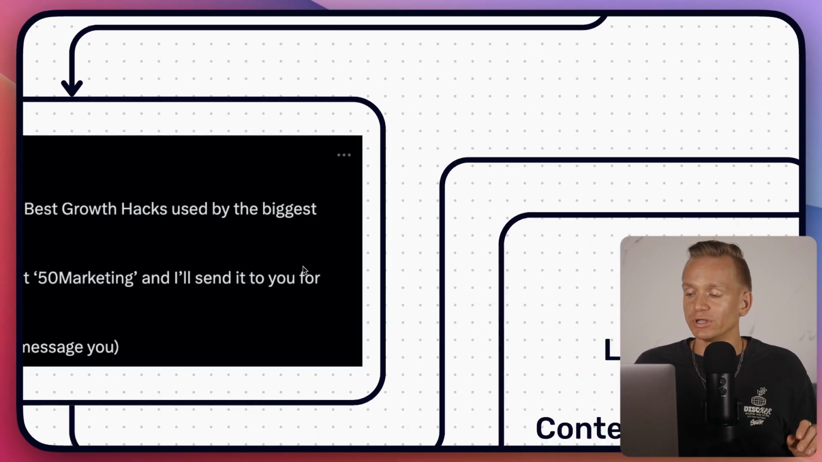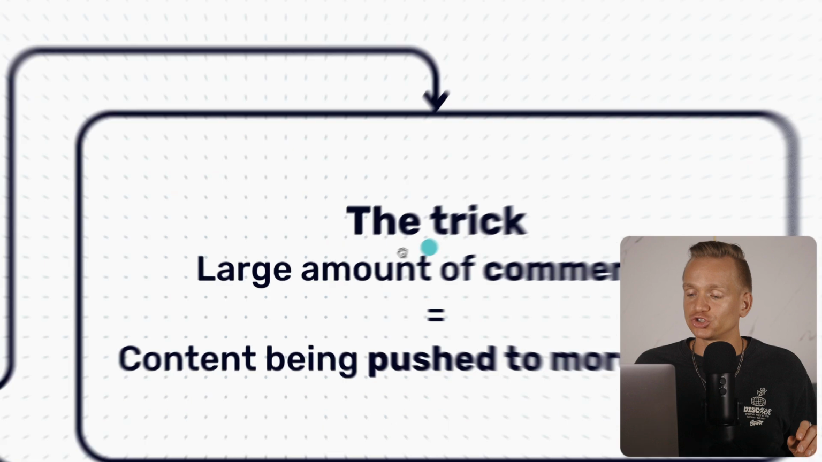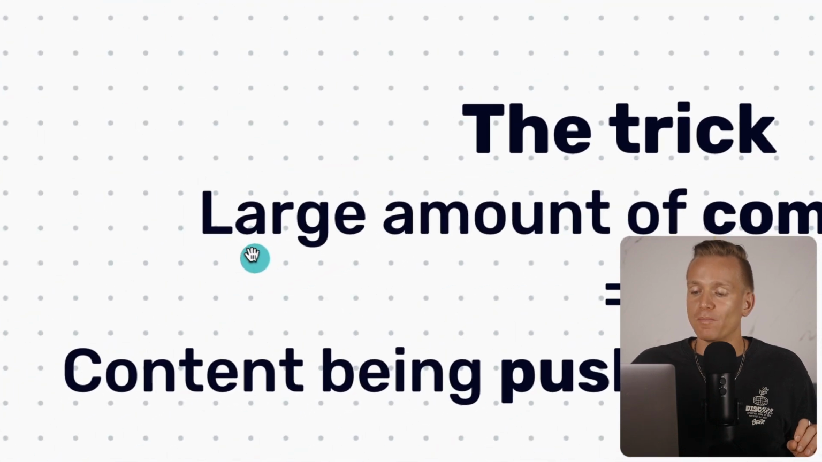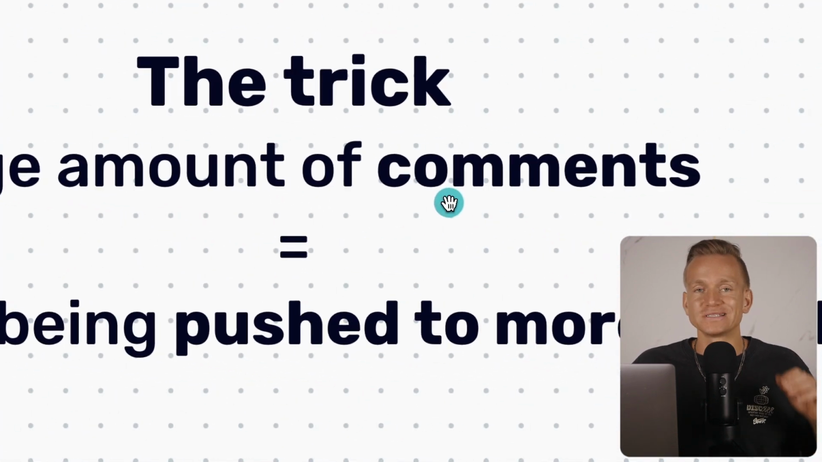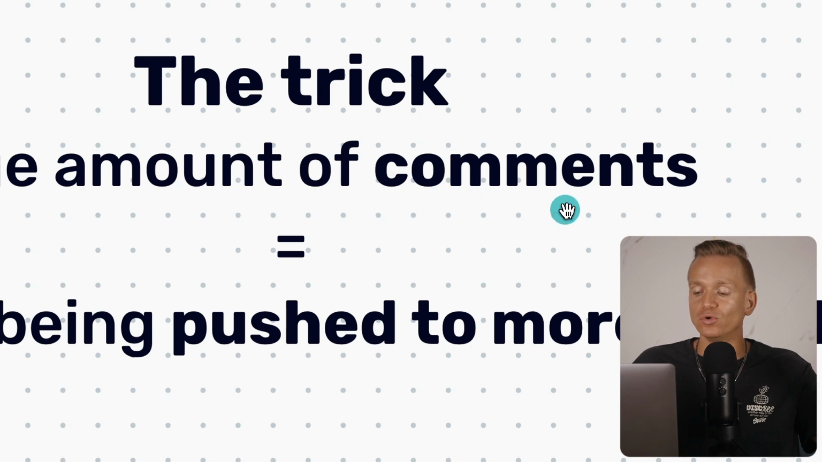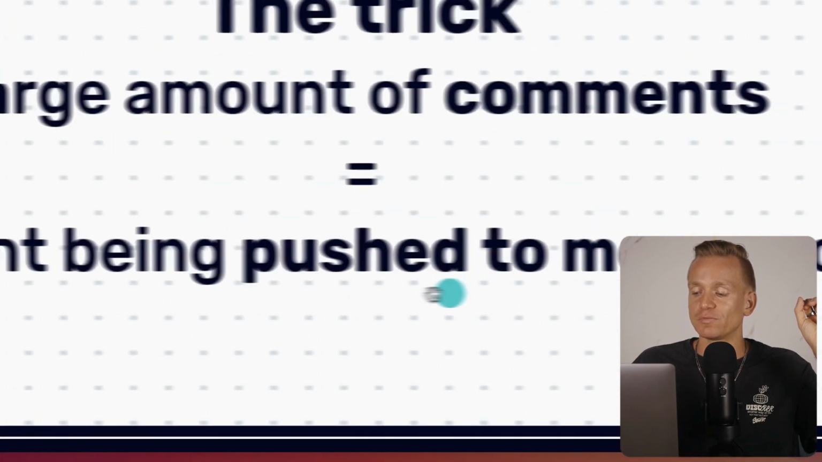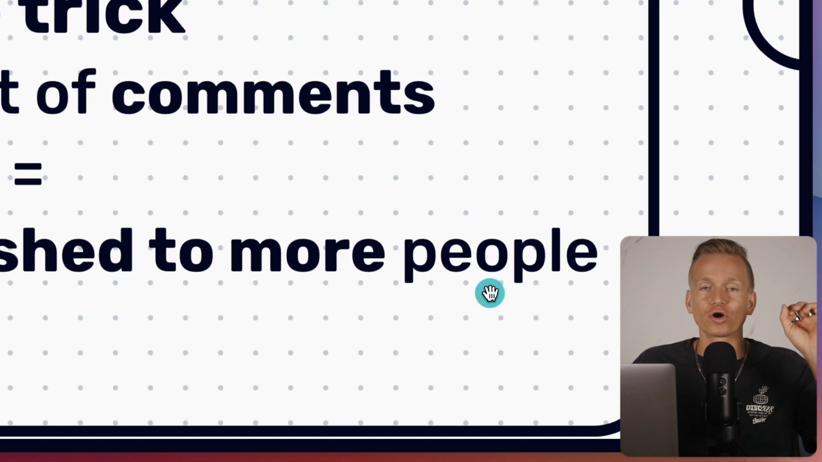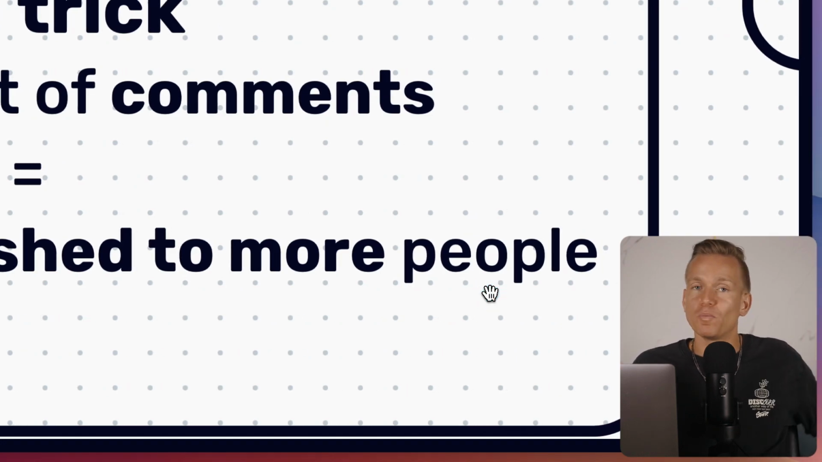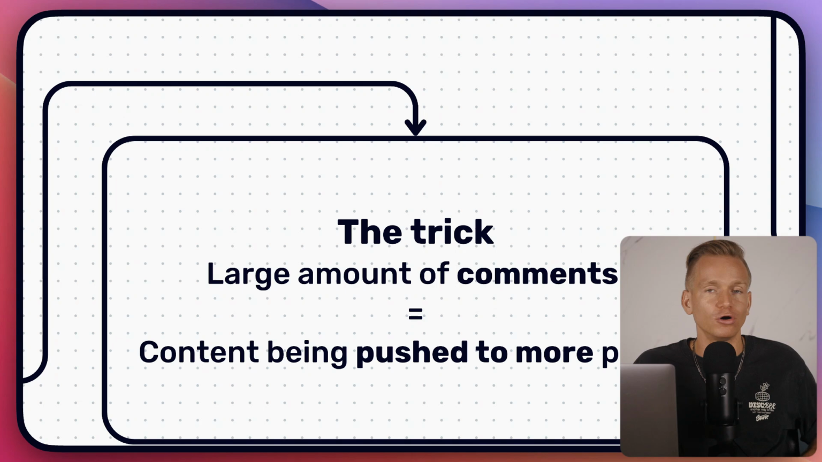Why this works really well is that the larger the number of comments you get on a specific post, the more that content is pushed to more people. This is why you might have noticed on Twitter and Instagram that some videos just absolutely explode. That's because Instagram, for example, or Twitter sees that a bunch of people are commenting on this and they just keep on pushing it more and more.